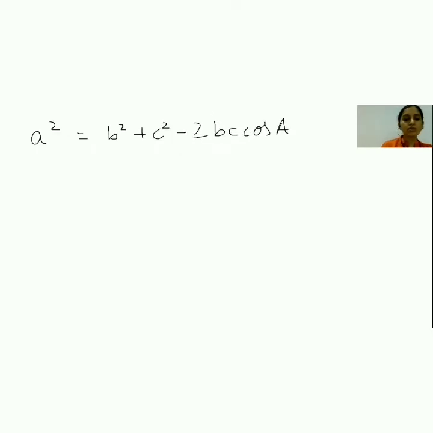This is for a square. You can similarly use the same thing for b square and c square. So let us go to the next topic now. This was our cosine rule. After that, we're doing the projection rule.